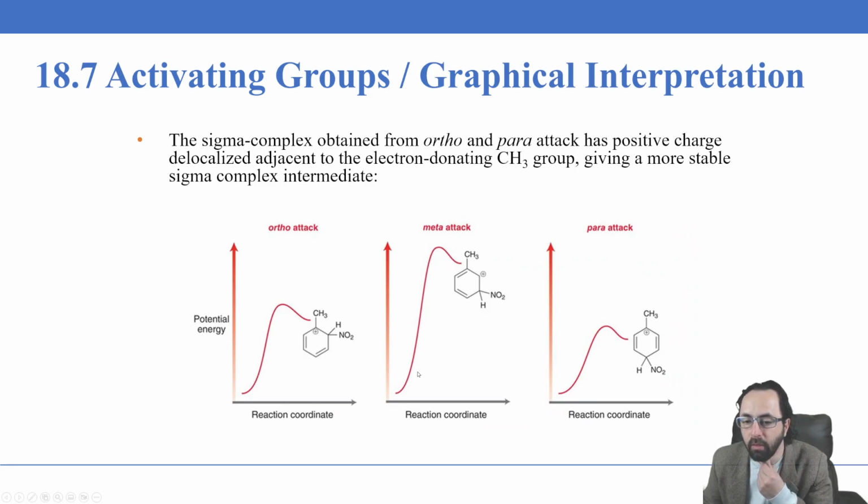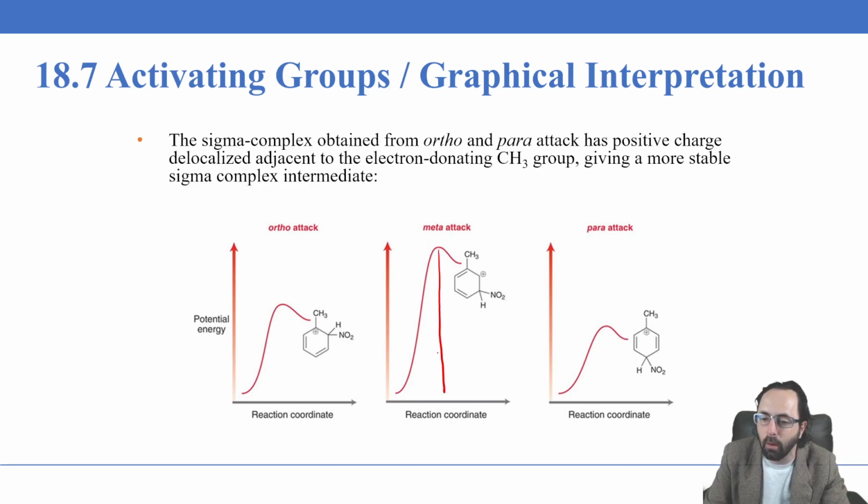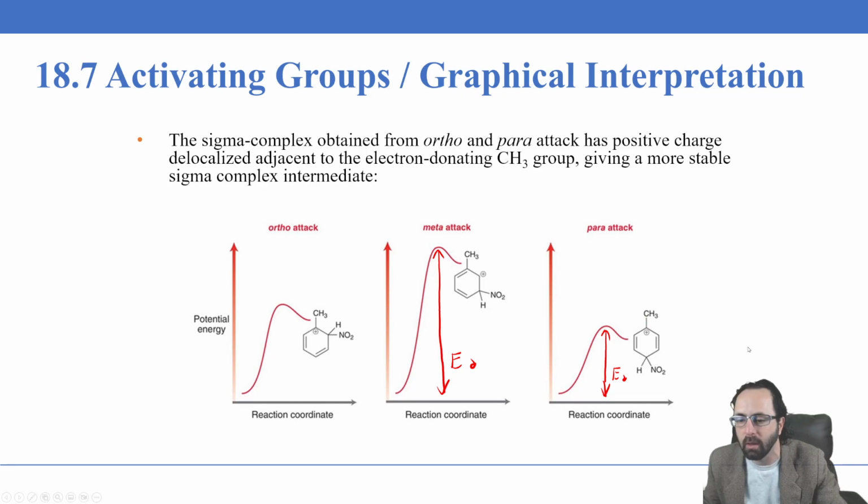So in terms of the intermediates here, we can see that our intermediate is going to be significantly lower in energy, and so is the transition state that leads to that intermediate. So we're going to get a significantly faster reaction to produce that intermediate, as opposed to the meta attack, which is going to have a much higher energy intermediate and thus a greater activation energy barrier. That's really going to slow down this meta attack. And then at the para attack, we're going to have also a lower activation energy to get to that intermediate because of its lower energy here.